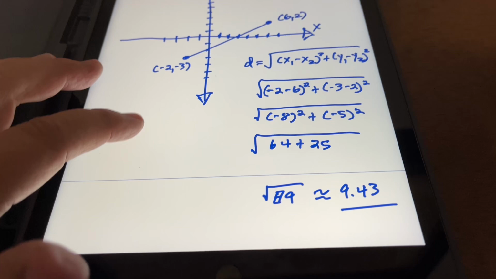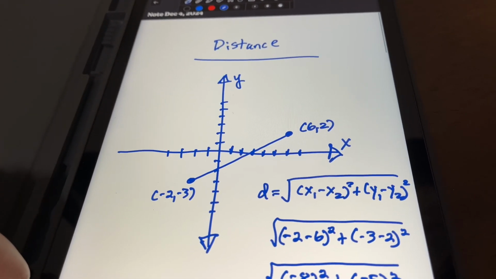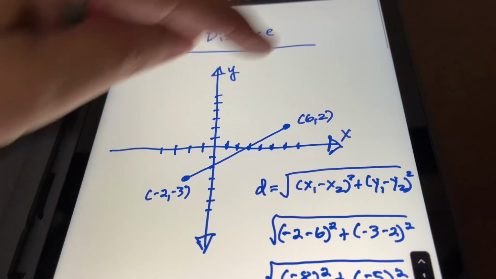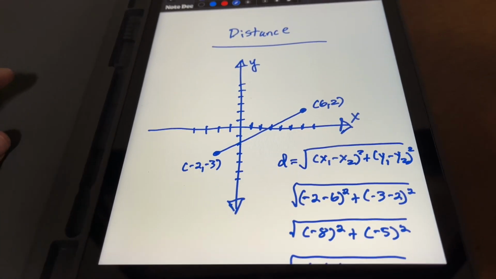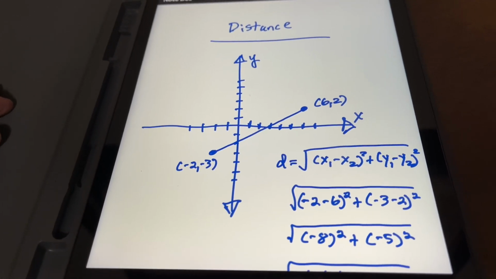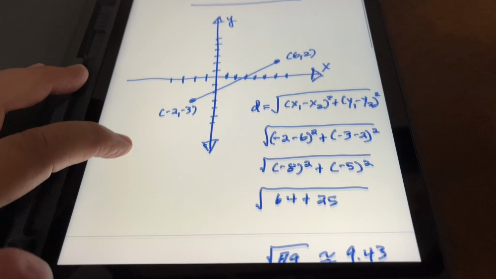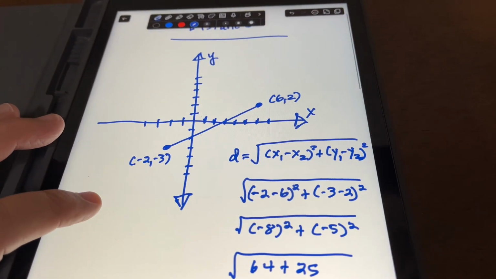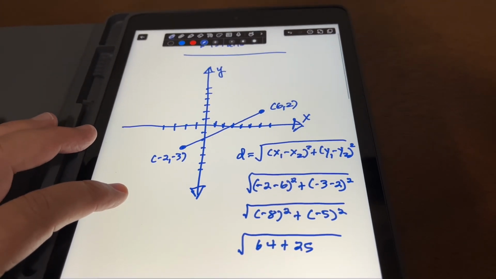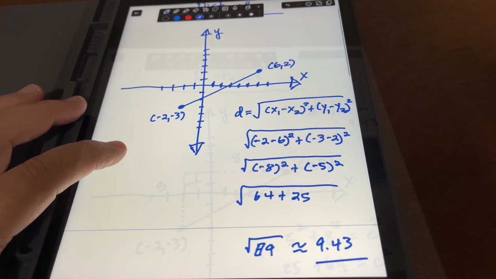So this is one way, probably the most direct way, to find the distance between 2 points when you have a slanted line. Now, if you had a true horizontal line or a true vertical line, you could just count the squares. But if it's slanted or sloped at all, you need this distance formula. There is one other way to do it using straight up the Pythagorean theorem. I'm going to show you that next.